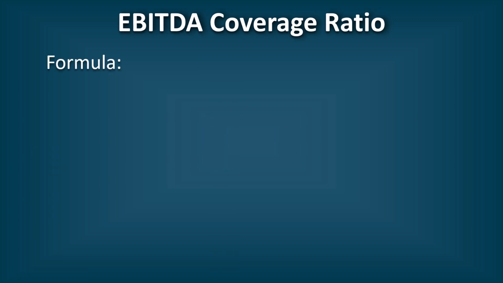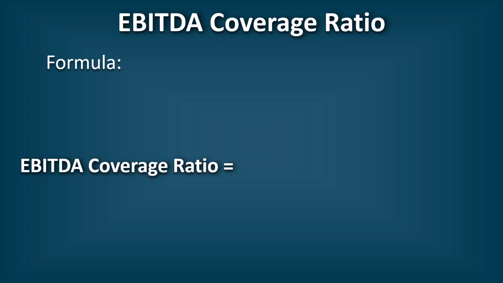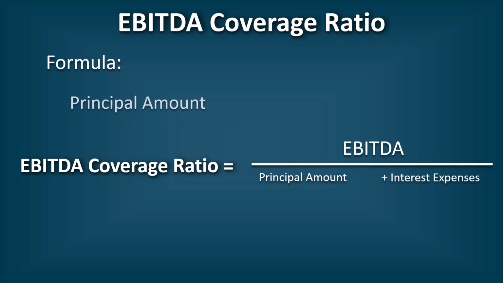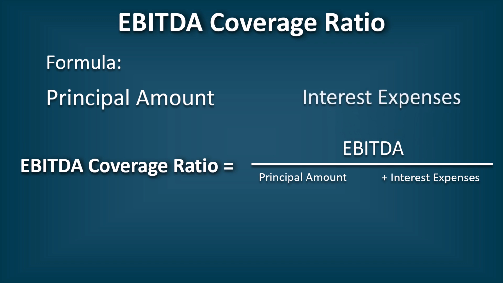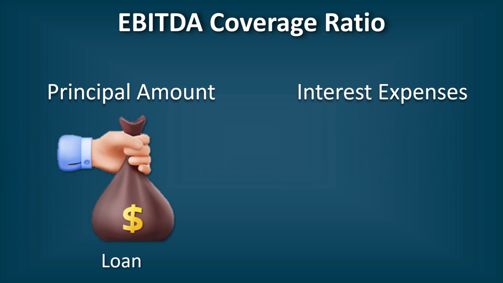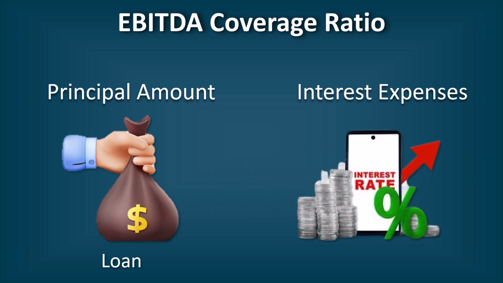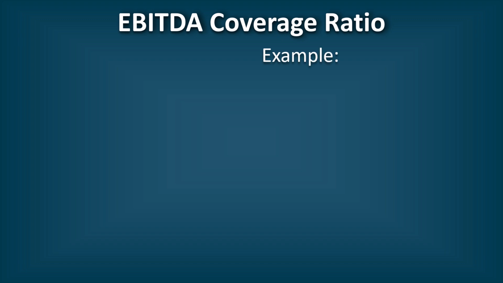Now, let's come to the formula. EBITDA coverage ratio equals EBITDA divided by principal amount plus interest expense. Here, the principal amount means the loan amount we have taken from any third party that needs to be repaid, and interest expense is the cost of borrowing that loan. Let's take an example to understand this better.